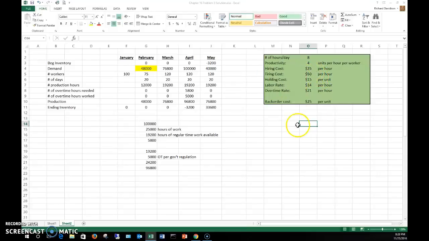If you sum up all of these costs times the units over here from the table, that will wind up being the total cost for you to run this production model.